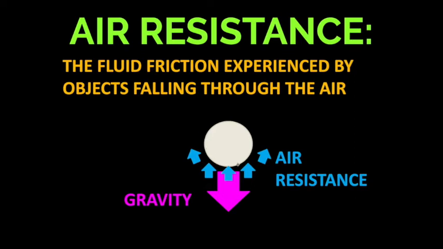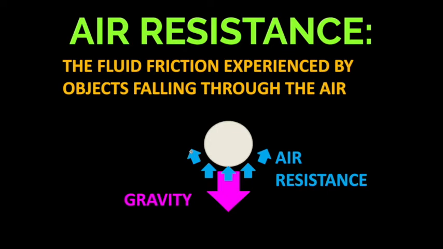So a bowling ball has a great mass compared to the amount of air resistance that can hold it back up. But a feather has a pretty light mass compared to the amount of air resistance that can act back on it. For every force, there's an equal and opposite force. For every action, there's an equal and opposite reaction. So if gravity is the action, then air resistance is the reaction here on planet Earth.